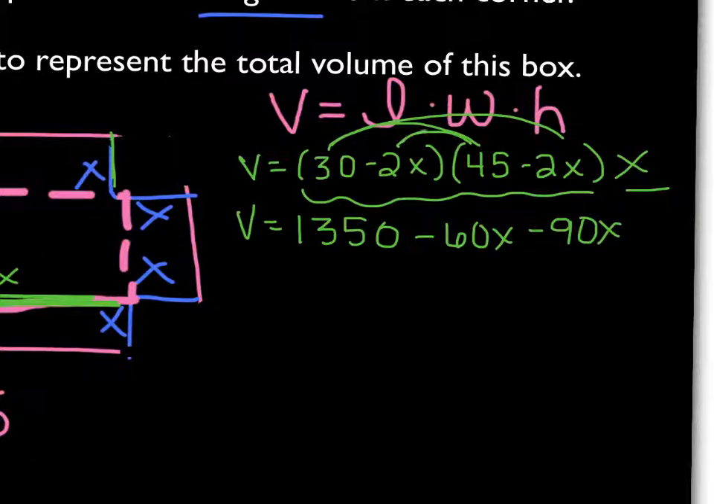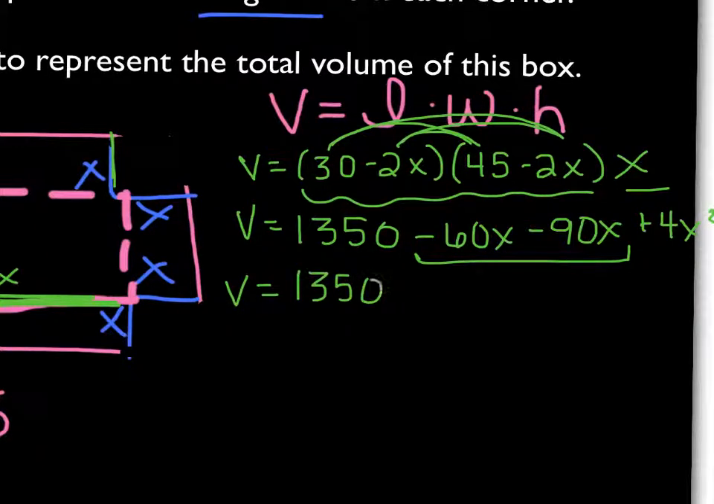And what's negative 2x times negative 2x? 4x squared. Good, positive 4x squared, right? I'm going to clean that up a little bit. I'm going to combine the 60 and the 90 in the middle here. So I'm going to say 1350. 60 and 90 makes 150, so this would be minus 150x. And then plus 4x squared.